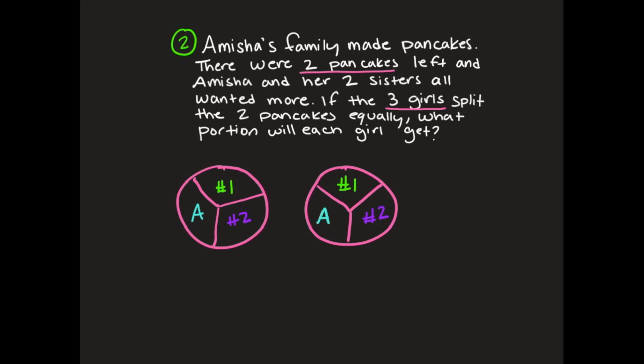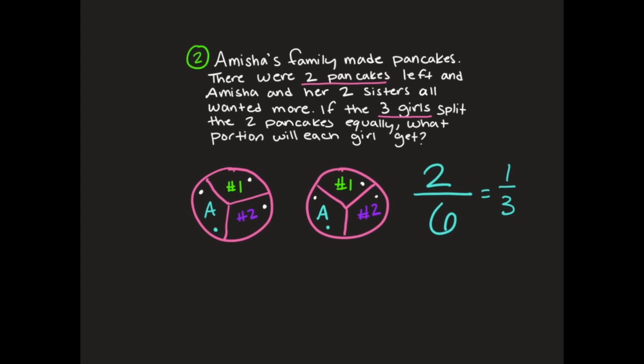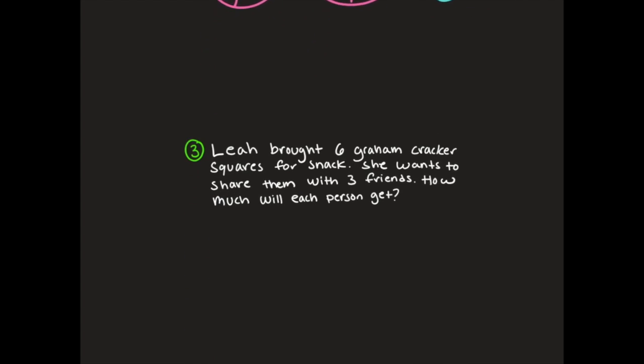What portion of the pancakes will each girl get? So let's answer for Amisha. So she's getting 1, 2, out of how many total? We've got 1, 2, 3, 4, 5, 6. So what portion? Amisha's going to get 2 pieces out of the 6 that we cut it up into. Or, for example, she's going to get 1/3 of the piece of these pancakes. All right, moving on to our third problem here.